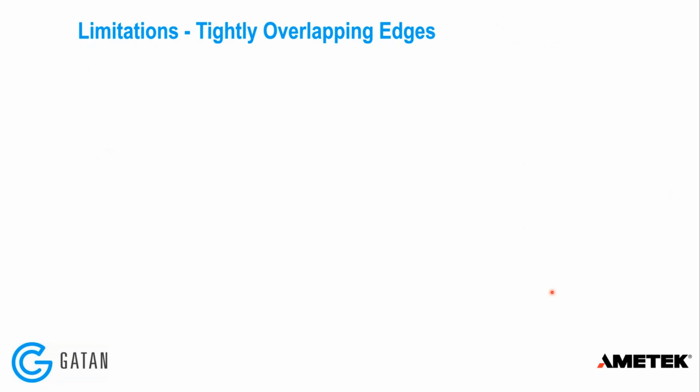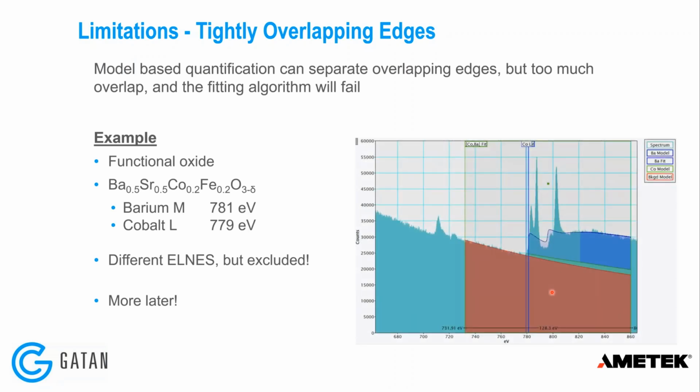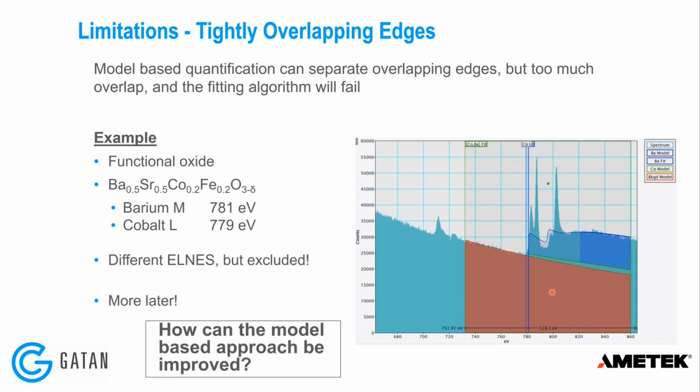Final example, tightly overlapping edges. Model-based quantification can separate overlapping edges, but if there's too much overlap, the algorithm is going to struggle. A good example is this functional oxide that I'll be talking about later. We have barium and cobalt in the sample. We have an M edge at 781 eV and an L edge at 779 eV. The problem here is that these two signals differ really only in the near edge fine structure region, and that's actually what we're excluding in the model-based fitting. So we need to do something else to deal with this kind of sample, but more on that later.